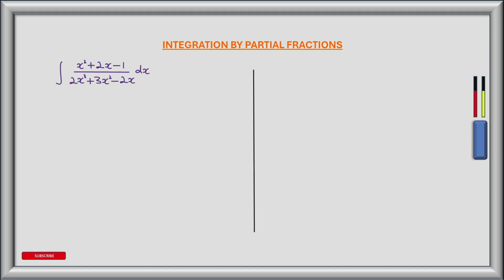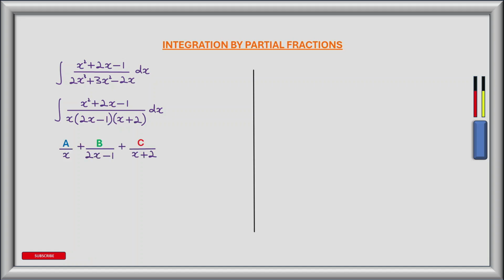We're going to try and find the indefinite integral of the expression shown on the board. Note that the polynomial in the numerator has a degree of 2 and the polynomial in the denominator has a degree of 3. And so this is suitable for partial fraction decomposition. Let's begin by factorizing the denominator. So leaving the numerator as it is, we have a denominator of x multiplied by 2x minus 1, which is again multiplied by x plus 2.